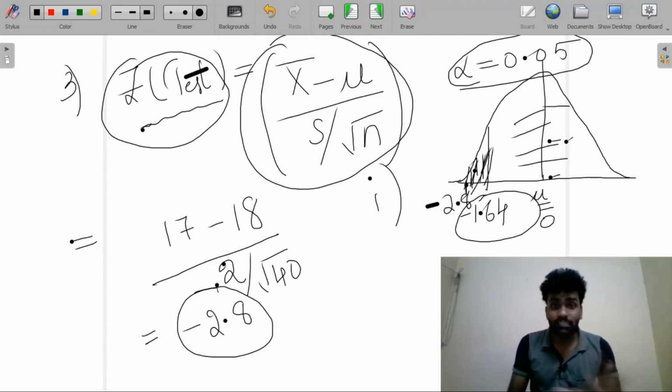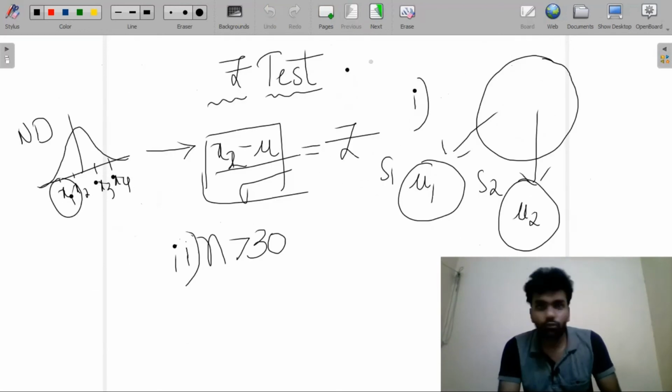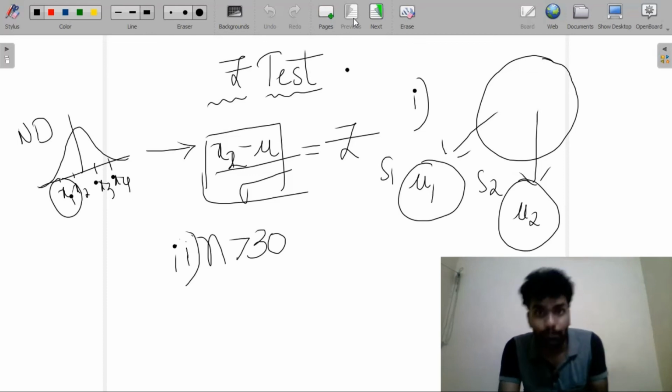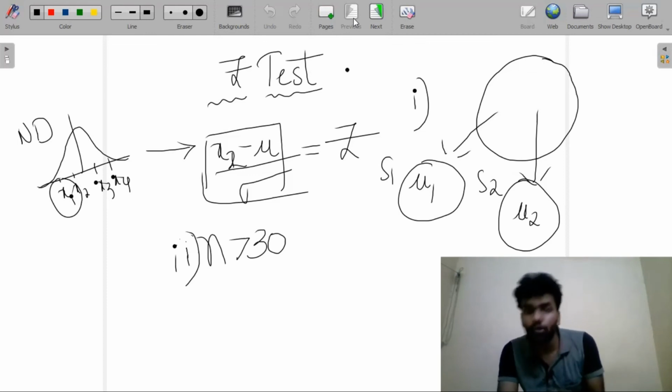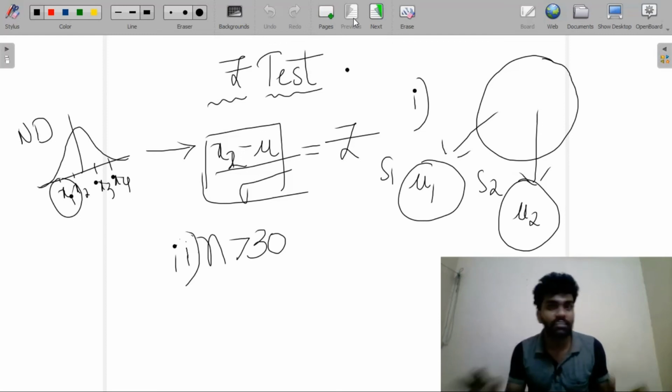So that's about this Z test, right? I hope this video is helpful and clear, and that there is nothing you didn't understand. I hope you understood everything about this Z test: how to perform it, how to calculate the Z value, how to look at the Z table, and how to calculate the p value, right? I hope you got everything about this Z test.